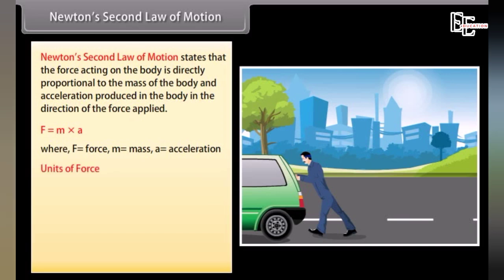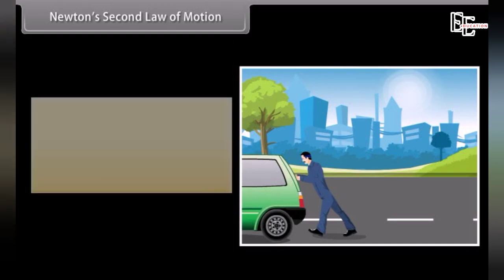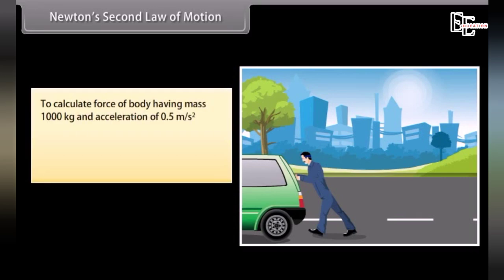Units of force. The SI unit of force is Newton. Newton is defined as the force acting on a body of mass 1 kg, producing an acceleration of 1 meter per second square. Unit is equal to kilogram meter per second square, or Newton. To calculate the force on a body having mass 1000 kg and acceleration 0.5 meter per second square, F = 1000 × 0.5 = 500 Newton or kilogram meter per second square.